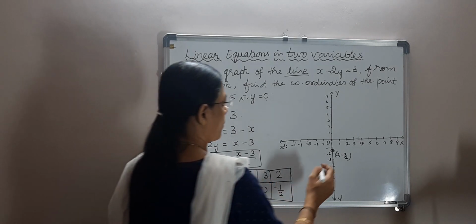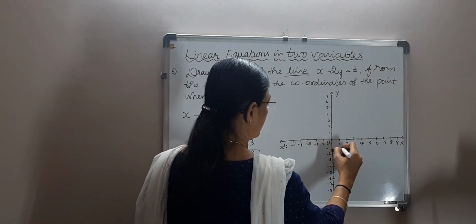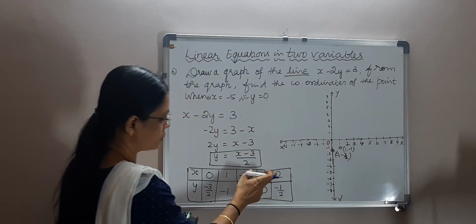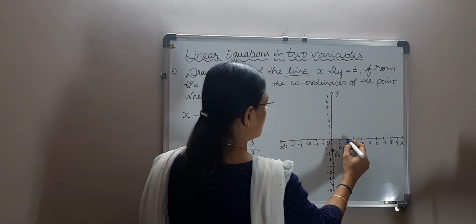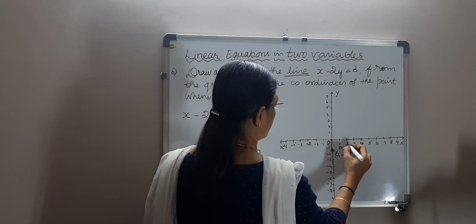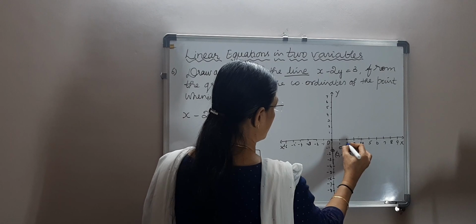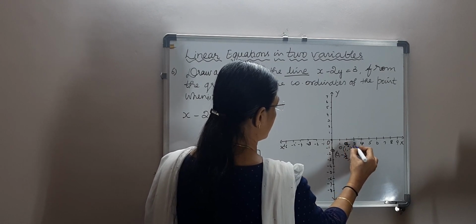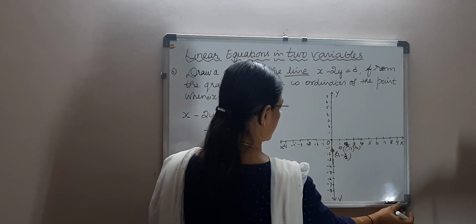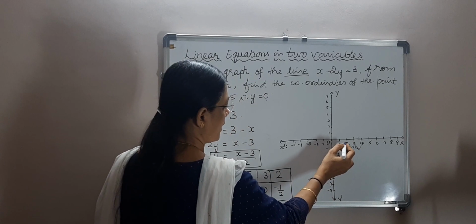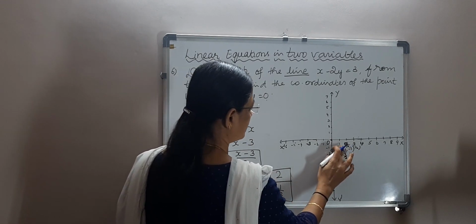Next is 1 comma minus 1. So this is 1 and here it is minus 1. This is 1 comma minus 1. Next is 2 and minus half. So minus half is in between 0 and 1. You have 2 here, so I mark it here. So 2 and minus half is this point. Okay, so this is your point here. So we have 3 points here.